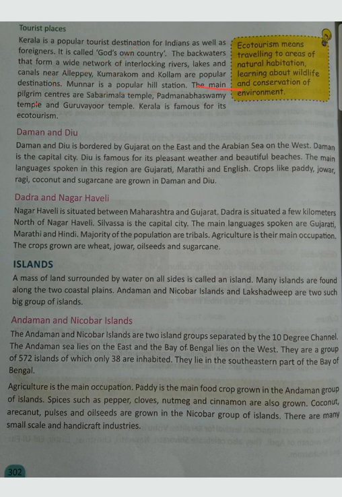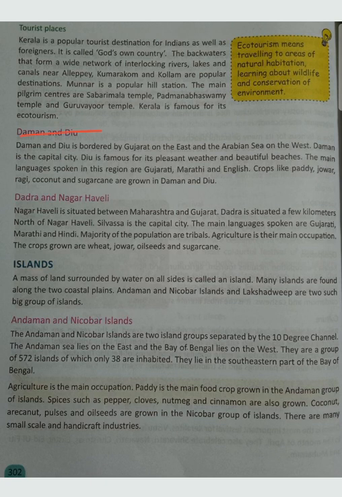The main pilgrim centers are the Sabarimala temple, then Padmanabhaswamy temple and Guruvayur temple. Kerala is famous for its ecotourism. So these are the famous temples of Kerala. Remember it. Then Kerala is also famous for what? Ecotourism.